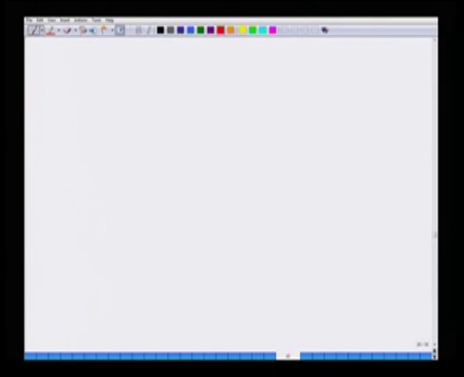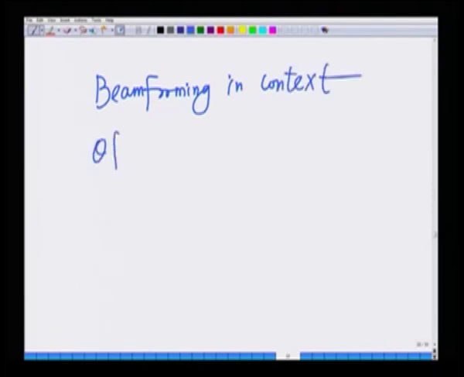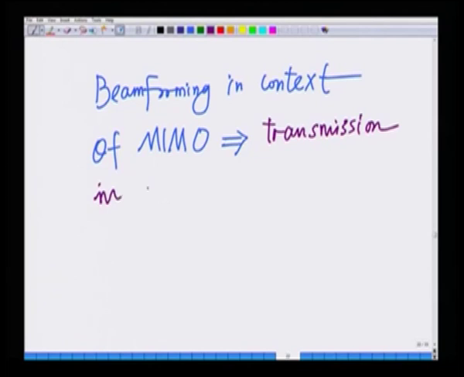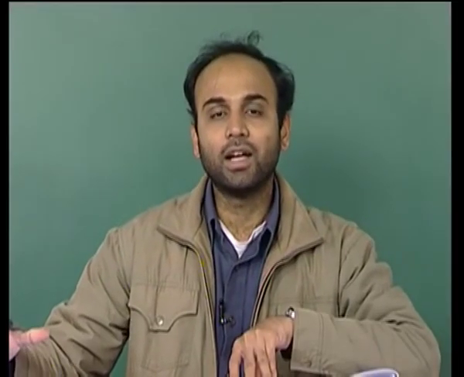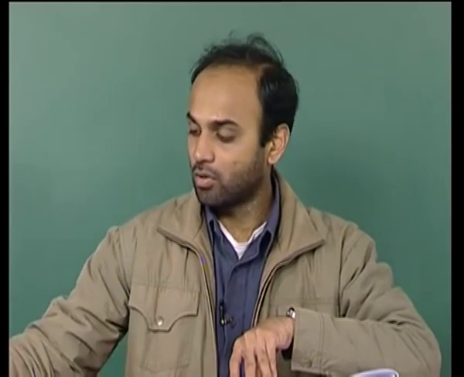For instance, I am going to consider beamforming in the context of MIMO. Beamforming in the context of MIMO essentially implies transmission in one spatial dimension. That is, you transmit along a certain abstract direction in this n-dimensional space. We are going to illustrate how.